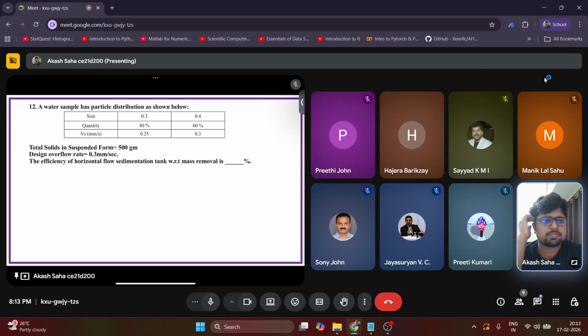Any particle of 0.4 size or more than that will be removed 100%, because their settling velocity is 0.3 or more. And what about the 0.3 size particle? How do we find the removal efficiency? What will be the removal efficiency? Any idea?